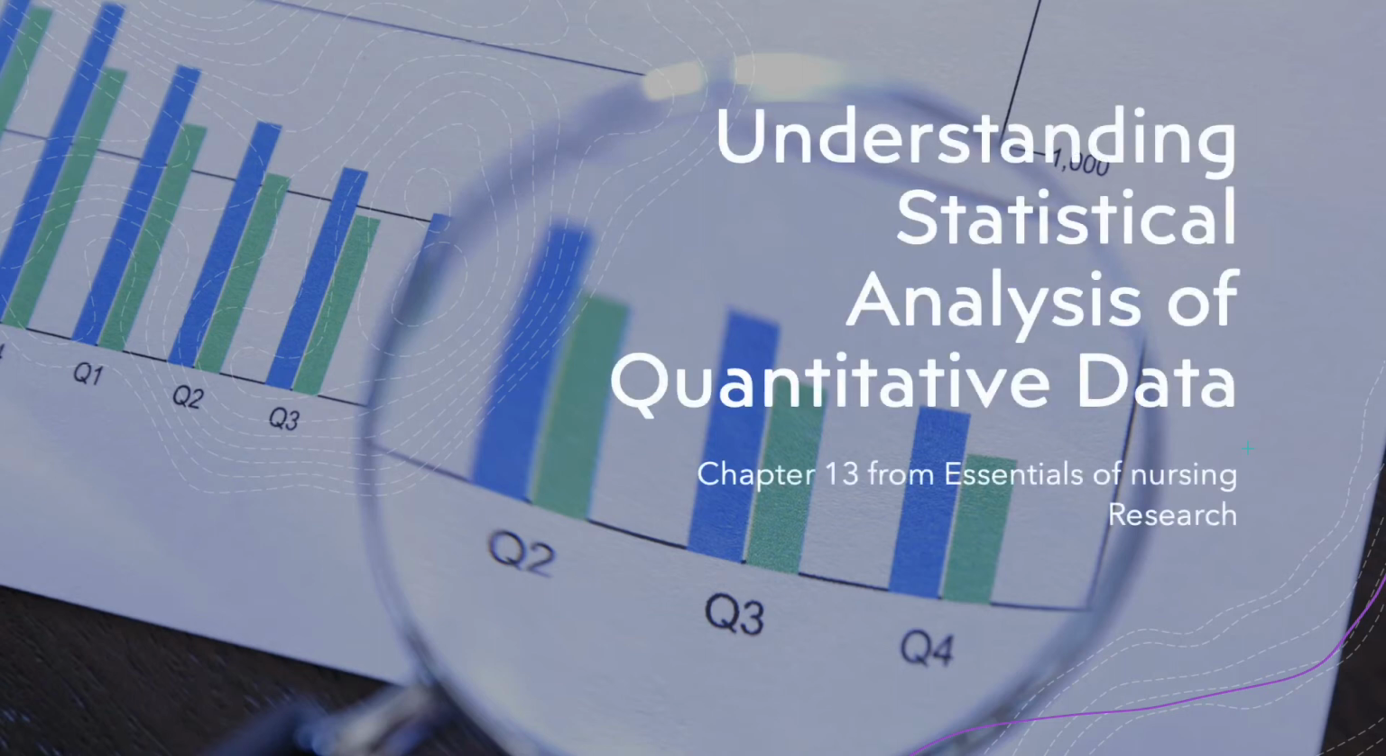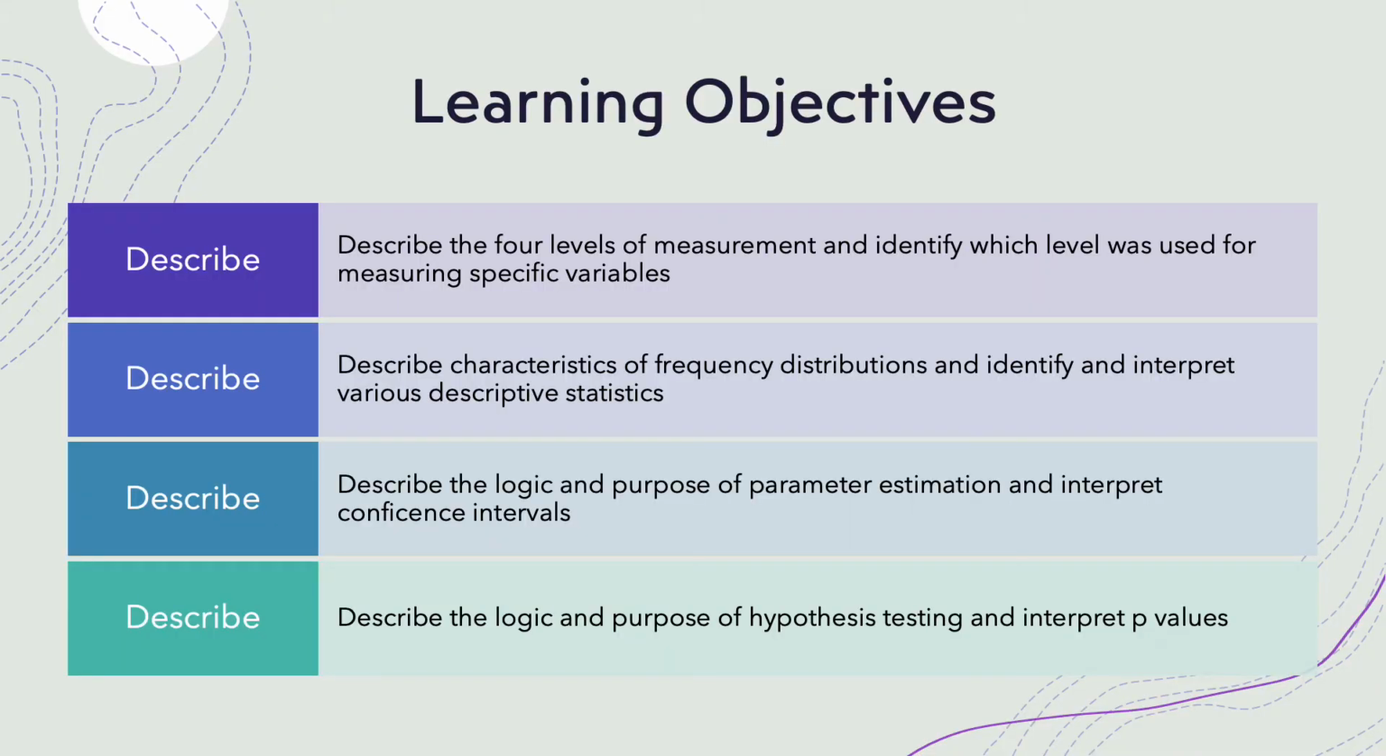This week, we are reviewing quantitative research. One important aspect is to understand the statistical analysis of quantitative data. Because this is a dense chapter, there are more than the normal objectives. Let's take a look at a few of these.